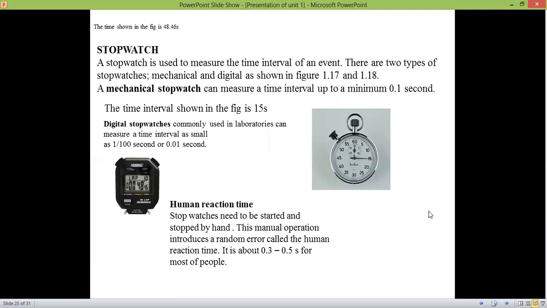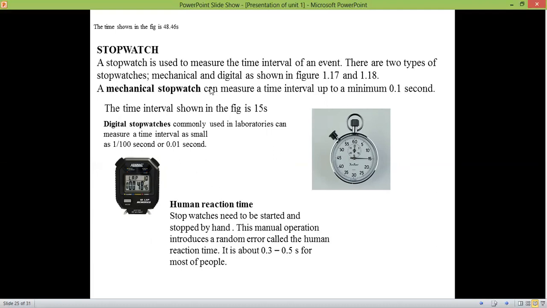Next, we have to discuss measurement of time. To measure time, stopwatches are used. There are two types of stopwatches: mechanical stopwatch and digital stopwatch. A mechanical stopwatch measures time up to an accuracy of 0.1 second, whereas digital stopwatches measure time up to an accuracy of 0.01 second. In case of a mechanical stopwatch, we have to observe the position of the hand to find out the reading. Over here, the reading is displayed on the dial of the digital stopwatch, so it is more accurate.